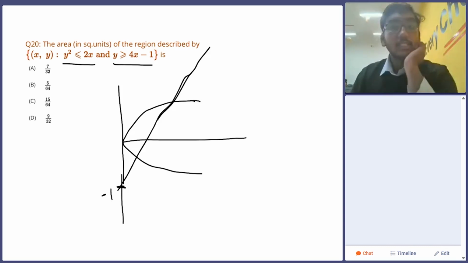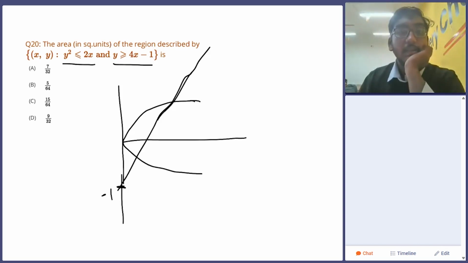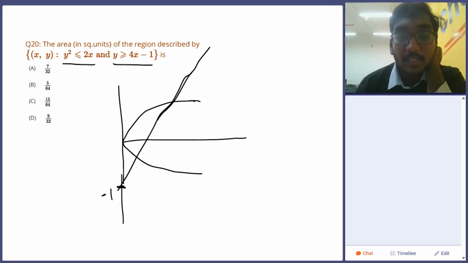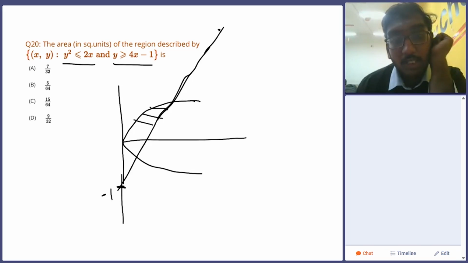Right. What they are asking is the area of the region described by these 2 conditions. So first, where will y square be less than or equal to 2x? So it will be in this region, right? And y should be greater than or equal to 4x minus 1. So it is actually to the left of this straight line. So in all this region to the left of this straight line, this condition will be true, and this condition will be true inside the parabola. Okay. So the overlap will be only this particular region.